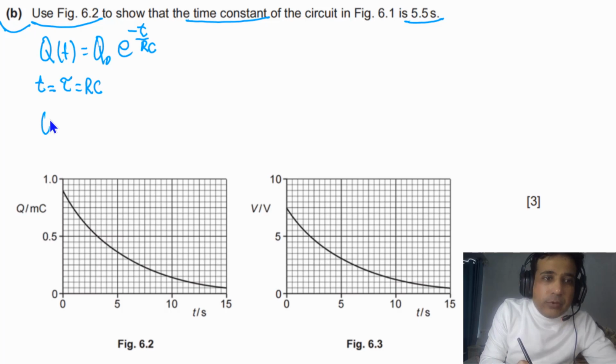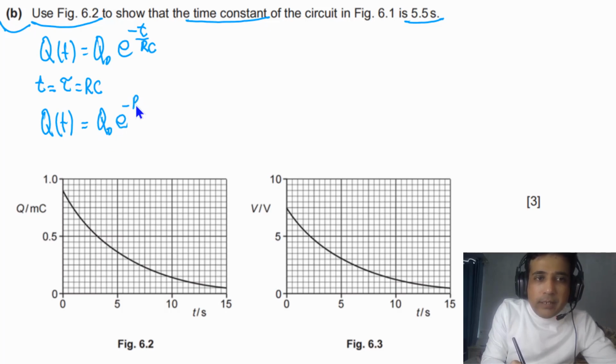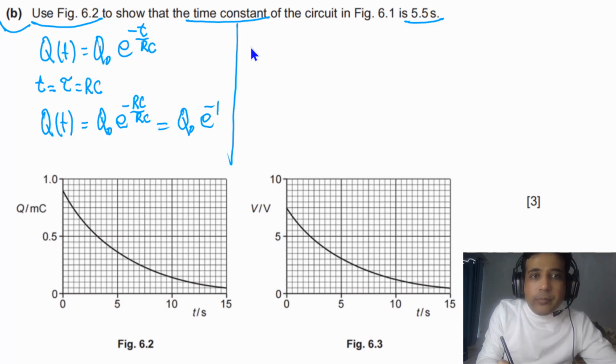So simply we can rewrite this equation. We can say Q as a function of time, in this case, is equal to Q naught e to the power of minus RC divided by RC. Or simply we can say this is equal to Q naught e to the power of minus 1. Now from here we can find Q after one tau, meaning after one time constant. So simply we have Q naught divided by e.